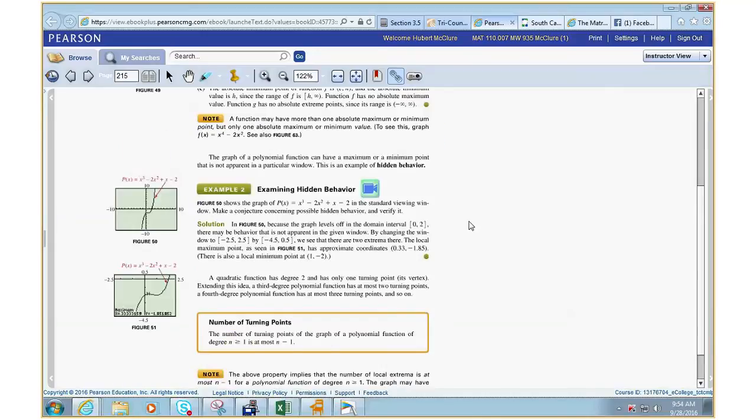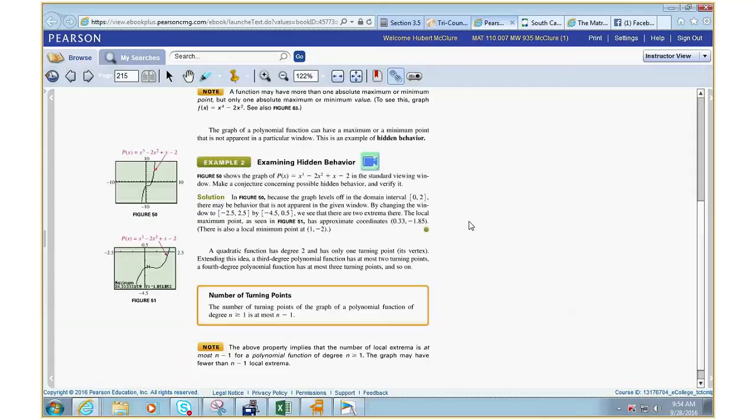And hidden behavior. Here's a good one. We can actually go ahead and graph this function on your calculator. Get your calculator out, and I want you to graph this function: x cubed minus 2x squared plus x minus 2. Graph that function. So those of you on the calculator drill team, you can finally get your calculators out.